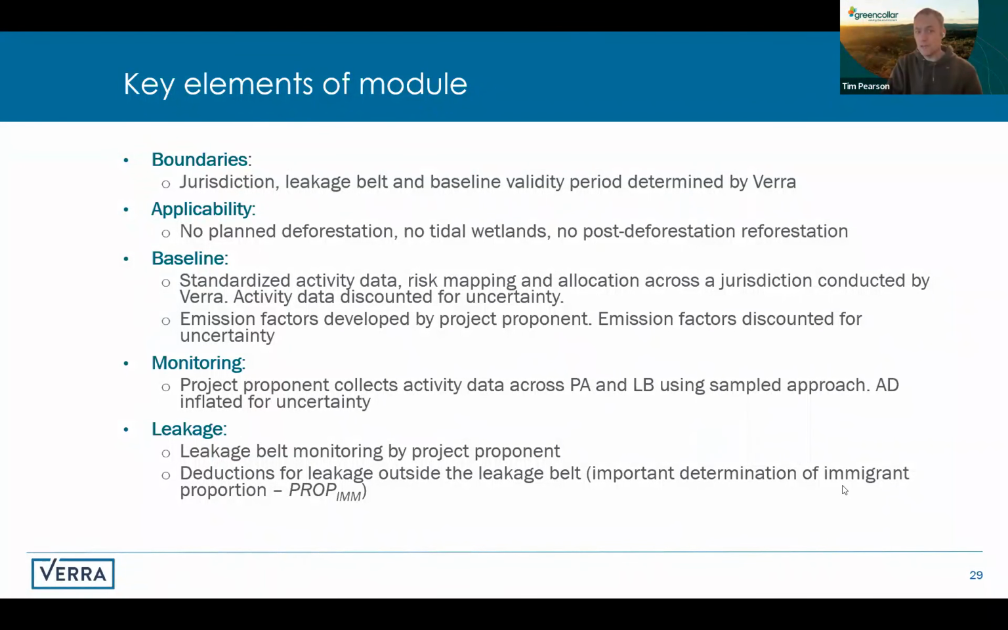In the monitoring case, the project proponent collects activity data across the project area and the leakage belt using a sampling approach, and the activity data is inflated for uncertainty. And then the last key element, leakage belt is monitored by the proponent. Any increase in activity data above the allocation to the leakage belt by the data service provider is counted as a leakage emission. And then there is a deduction for leakage outside the leakage belt based on this proportion immigrant factor, and the data service provider providing a carbon stock for the area where leakage could occur outside the leakage belt.